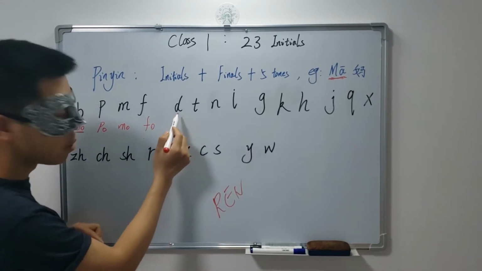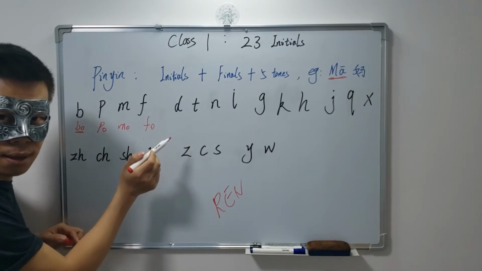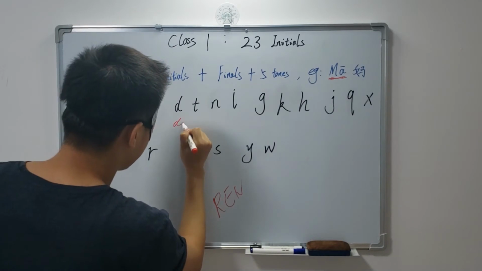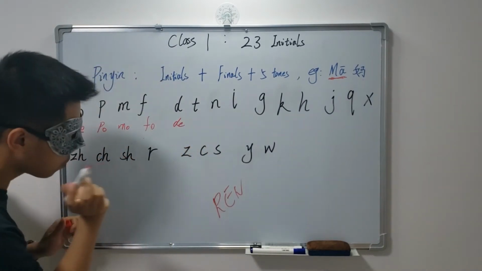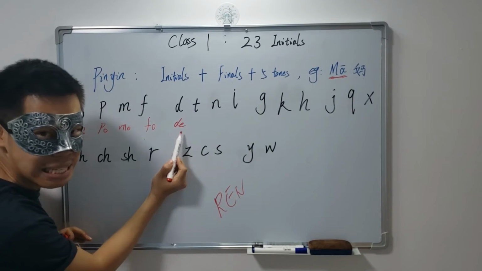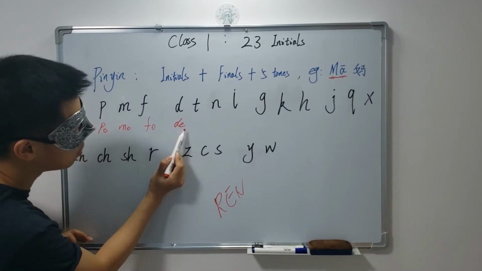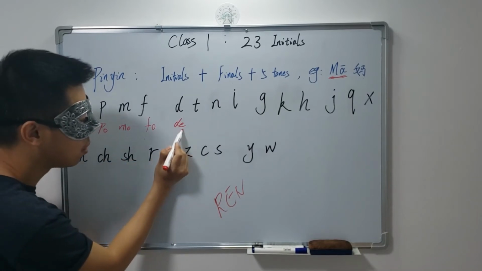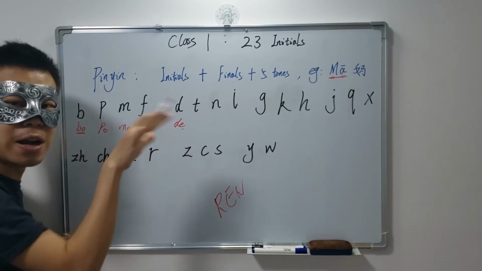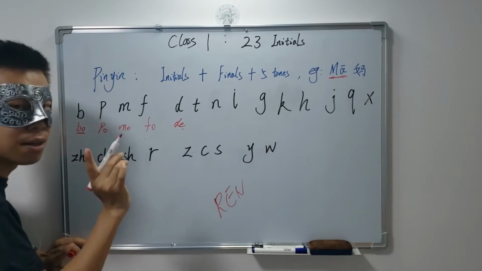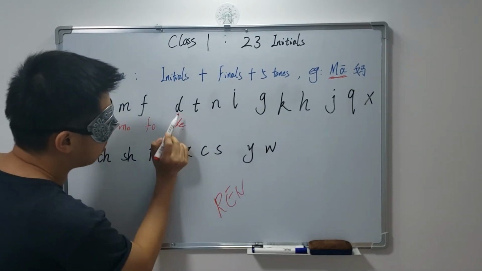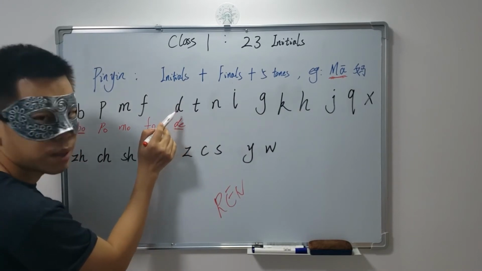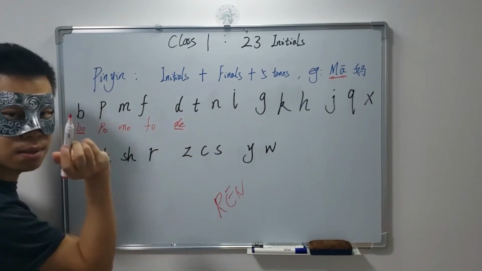This one is de. You can memorize like this one. Okay, this is not e. This is one of the finals. Its pronunciation is like English, er. So this letter's pronunciation is de.